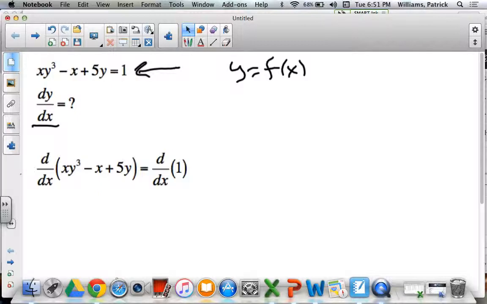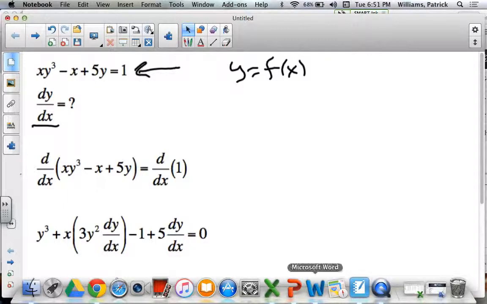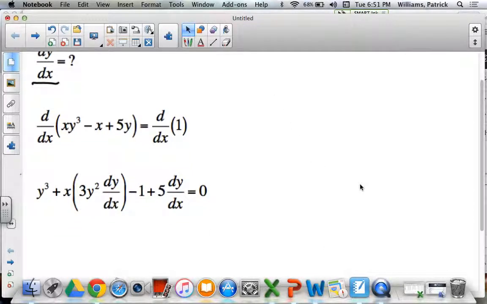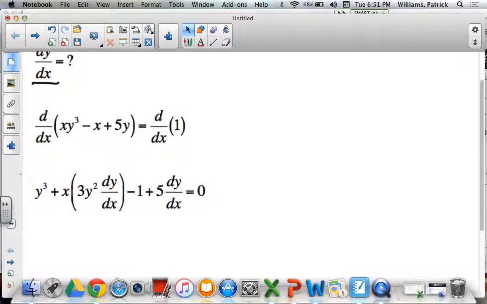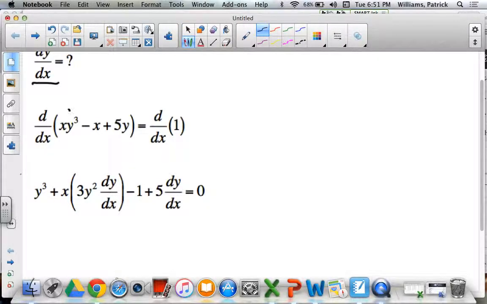All right, if you've done it, if you take the derivative of both sides, you should get something which looks like this. So how did we get this? Where did all this stuff come from? Well, first of all, when we take the derivative of the product x y cubed, that's going to be using the product rule.